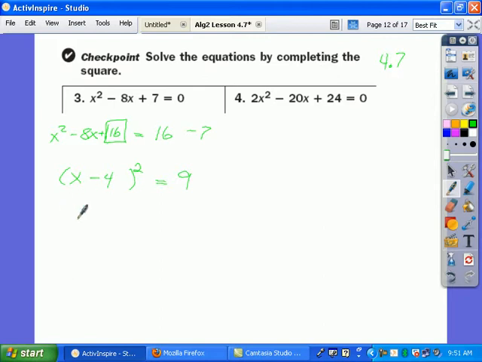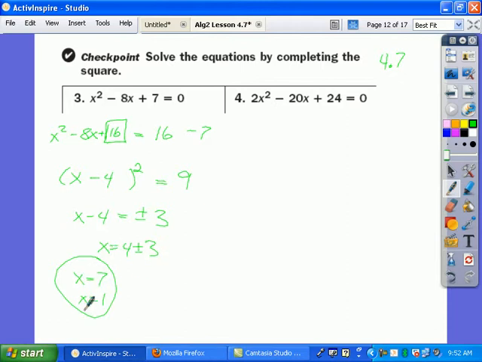So we take the square root on both sides, and we get x minus 4 equals plus or minus the square root of 9, which is just 3. So x minus 4 equals plus or minus 3. Add 4 to both sides, x equals 4 plus or minus 3, and so therefore x equals 7, or x equals 1.